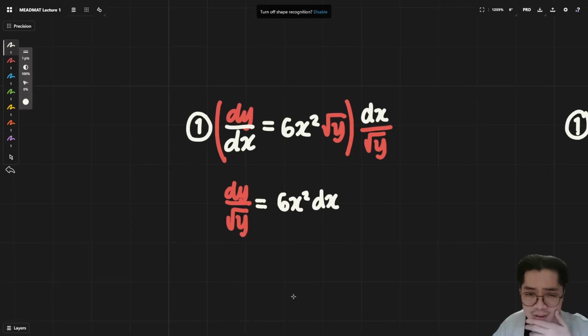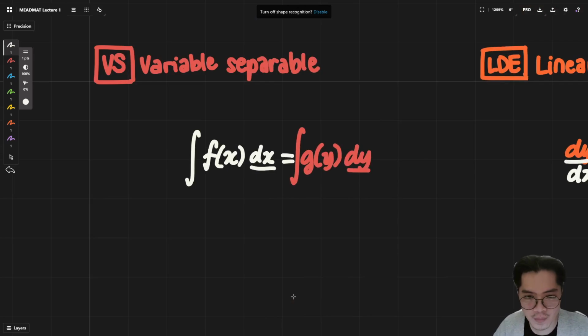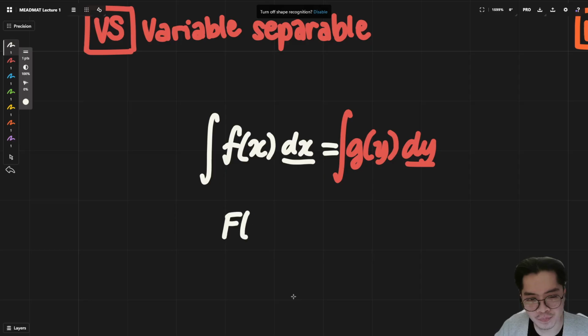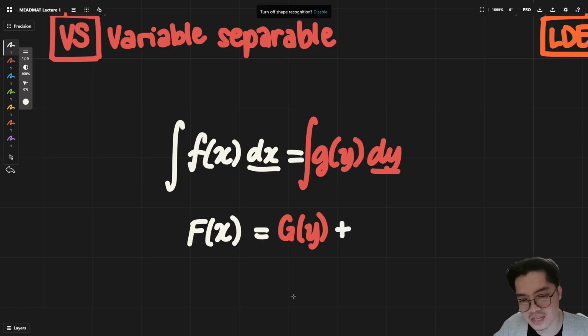And now we can see, oh okay, very clear. We know what we need to do. We just need to integrate both sides. And what we're supposed to do here, just so I remember, say for example, the integral of f of x dx is just big F of x, and the integral of g of y dy here is just big G of y. The thing about this now is that you're supposed to add plus c whenever you encounter any indefinite integral.